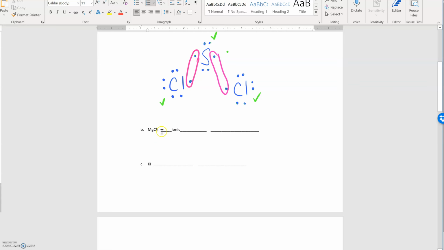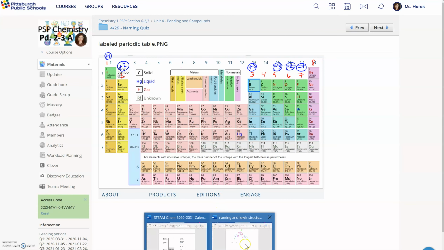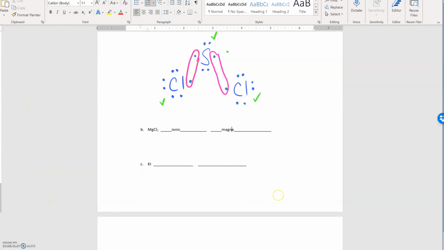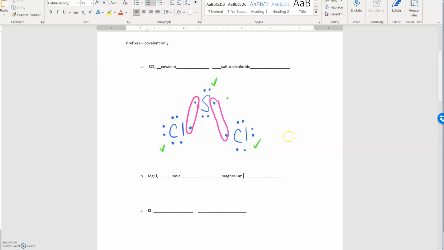The second part is our name. So we have MgCl2. The first element just stays the same, so Mg is magnesium. So I'm just going to type magnesium. And then same thing, chlorine becomes chloride. But this one's ionic, so I'm actually done here. I'm not going to go back and add the prefixes. Those prefixes are only for covalent compounds.